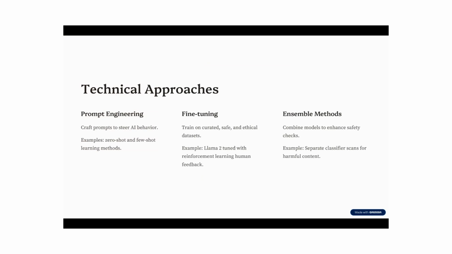Now the technical approaches. So, craft prompts to steer the AI behavior. Of course, whenever the user is inputting something, you need to change or improvise the prompt in such a way before calling the AI system that your guardrails are not sacrificed. So for example, zero shot prompting, few shot learning prompting.